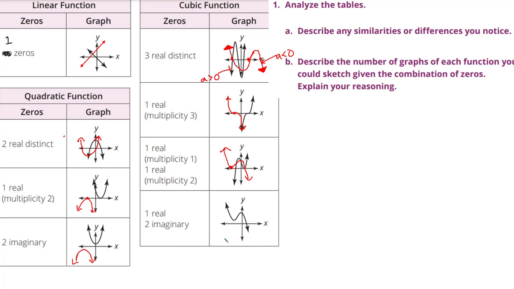If I want to draw a real and 2 imaginary, oops, that was not what I intended. There we go. There's 1 real and 2 imaginary. So you could have graphed something completely different than mine. As long as it fit those kind of criteria, it works.